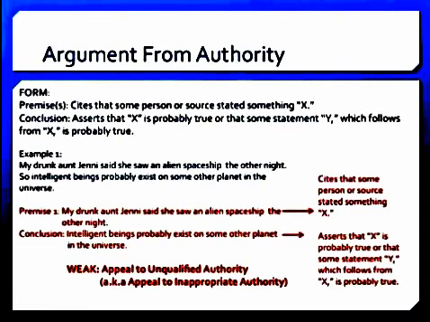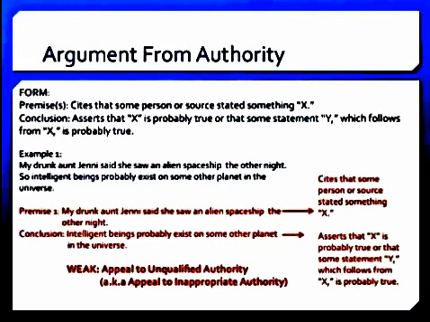Now notice how this conclusion asserts that X is probably true, or that some statement Y, which follows from X, is probably true. In this case, an inference is being made from the proposition X, that my drunk Aunt Jenny saw an alien spaceship the other night, to what is being stated in the conclusion, which is that intelligent beings probably exist on some other planet in the universe. So in this case, you have an assertion that some statement Y, which follows from another statement X, which is being cited in the premises, is probably true.